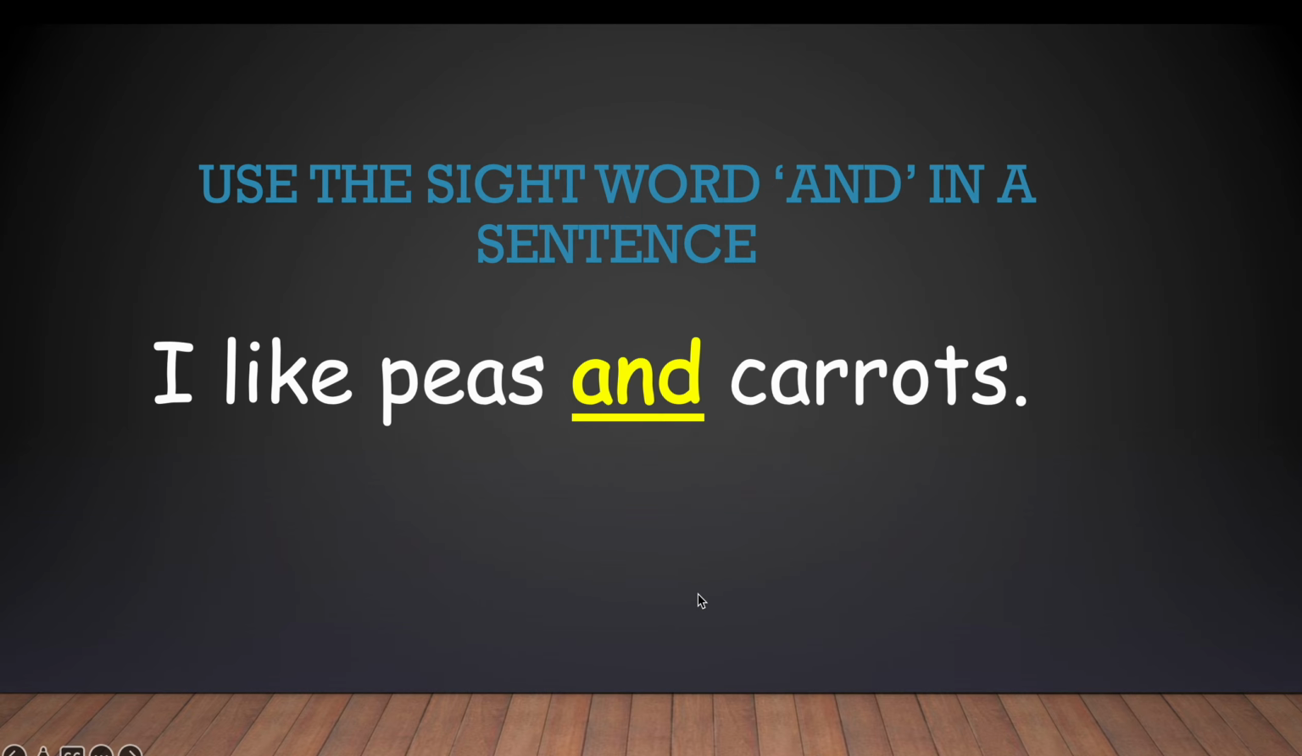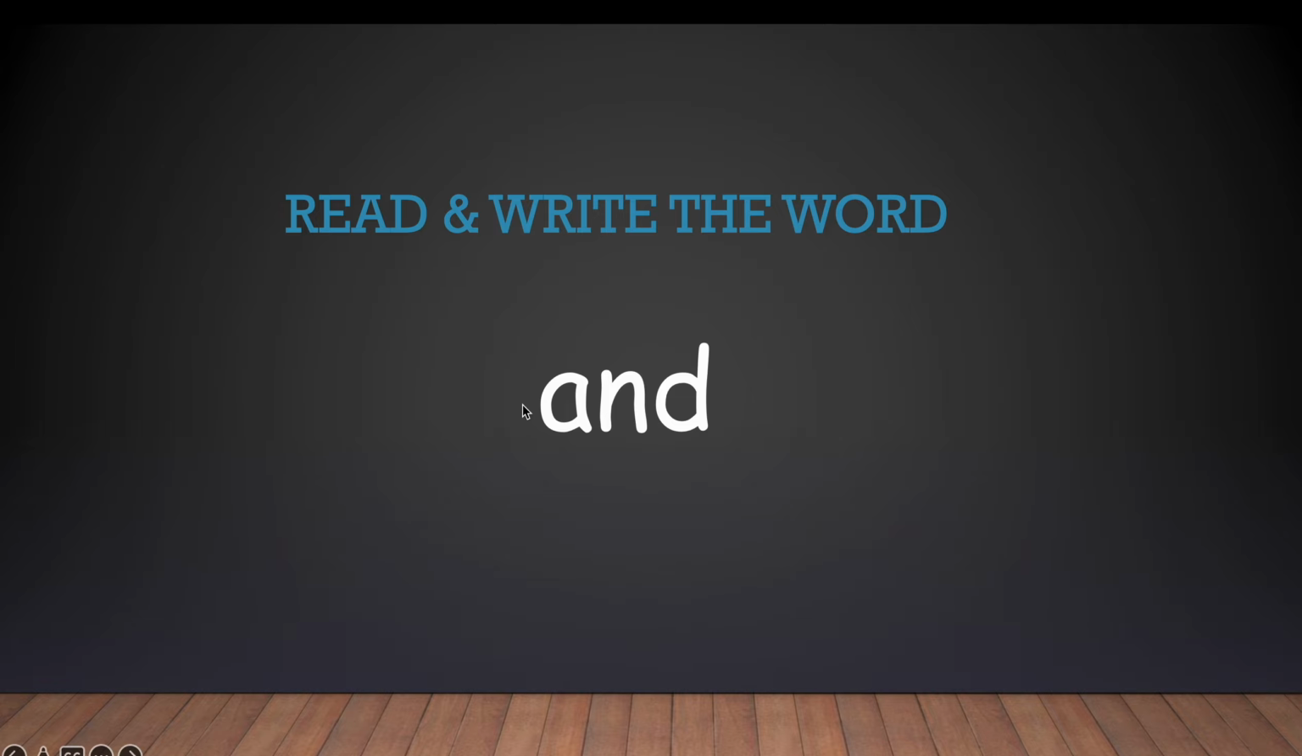Next, let's use the sight word and in a sentence. My sentence says, I like peas and carrots. You think of a sentence with the word and in it and say it out loud now. Now let's get ready to read and write the word and.